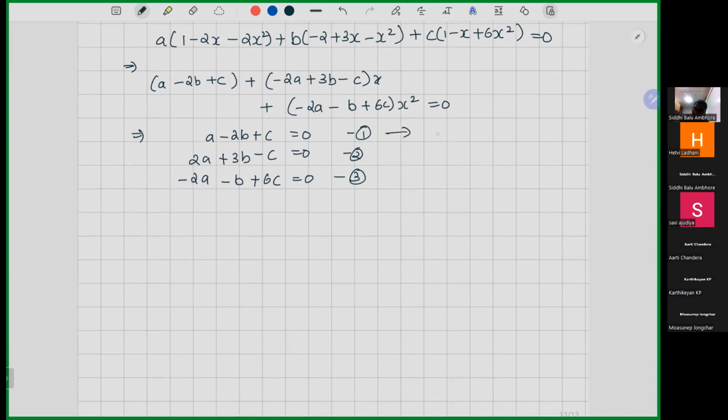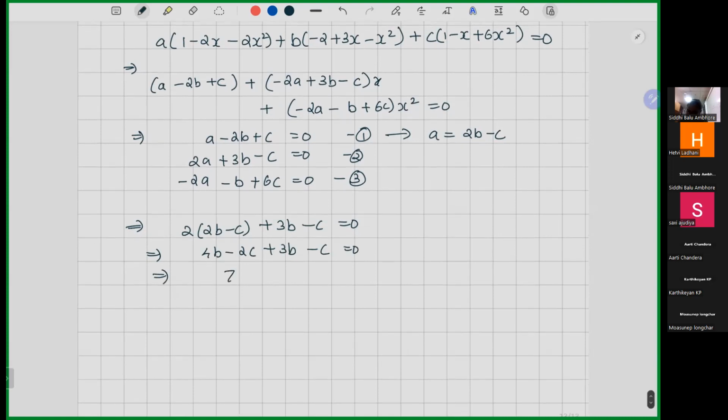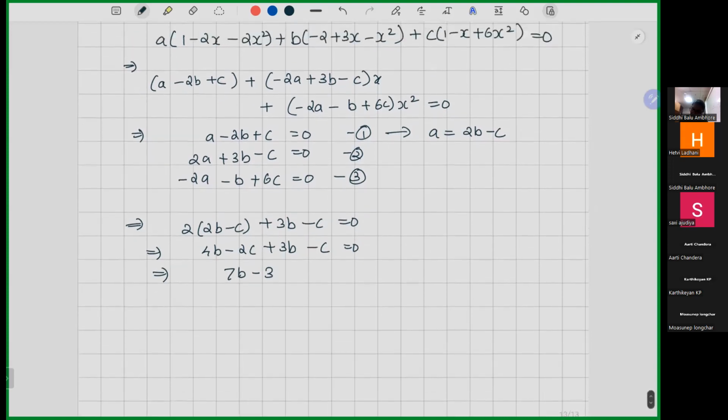Or what we can do is, from the first equation, we can directly get a is equal to 2b minus c, right? And I can substitute this in the second equation: 2b minus c plus 3b minus c is equal to 0. And this will give me what? 4b minus 2c plus 3b minus c is equal to 0. And this gives me 7b minus 3c is equal to 0.